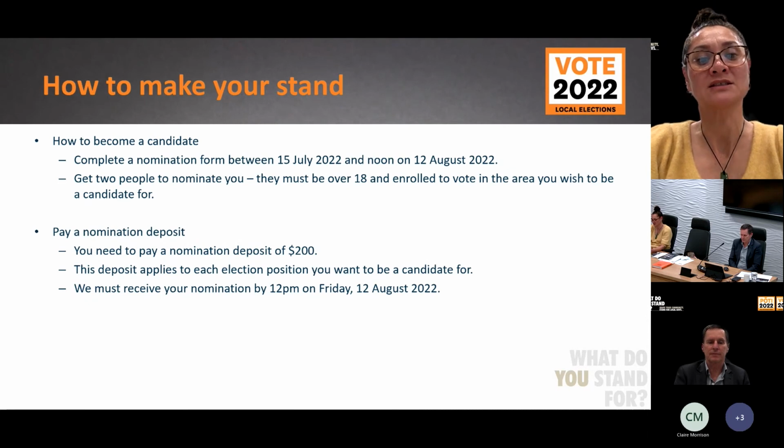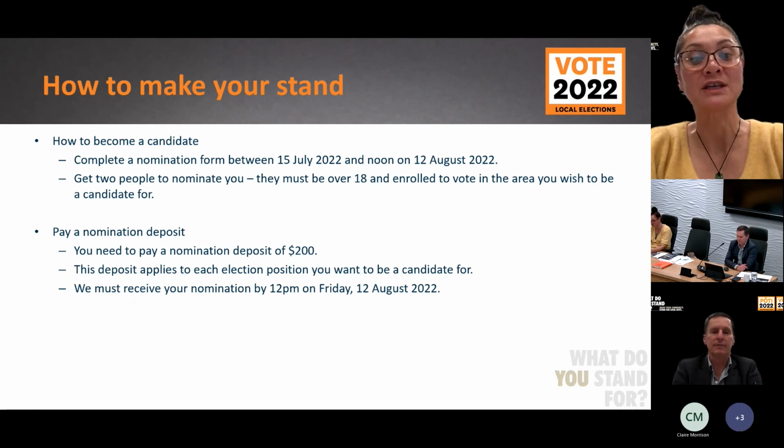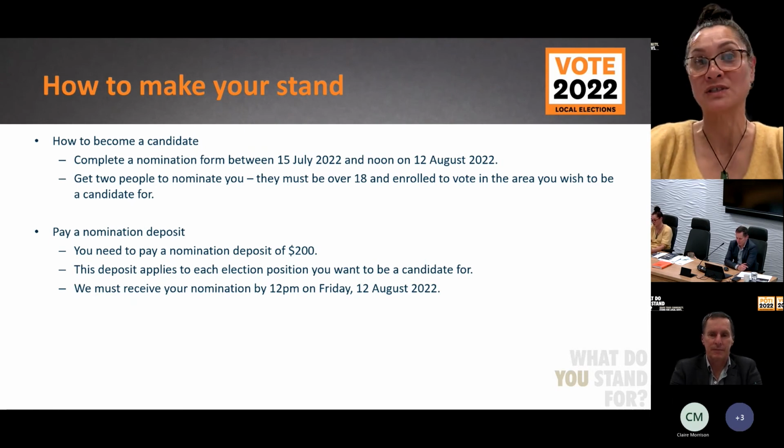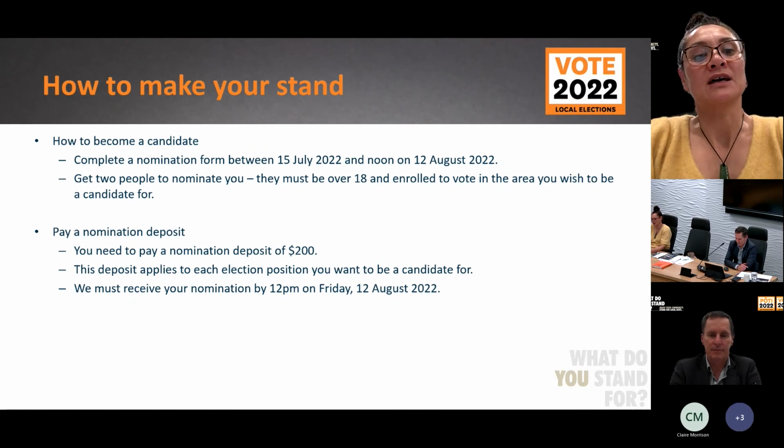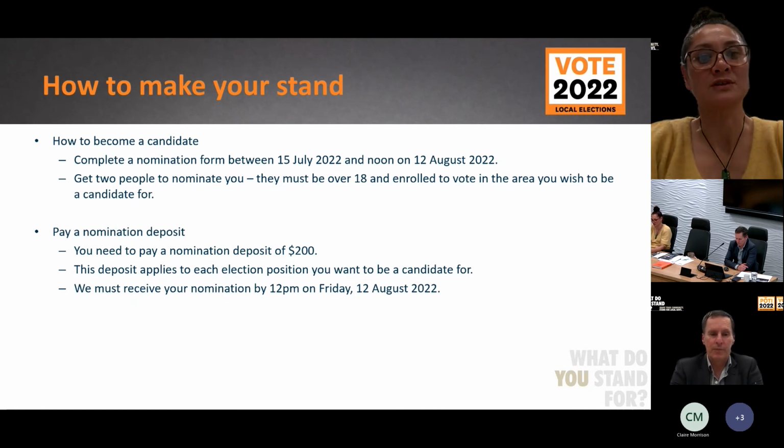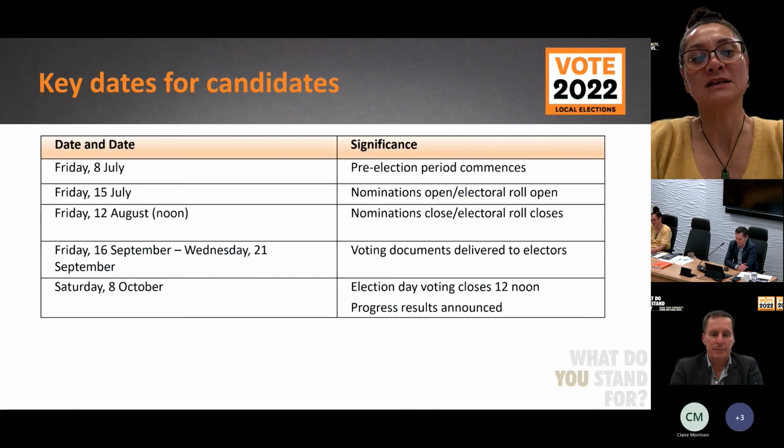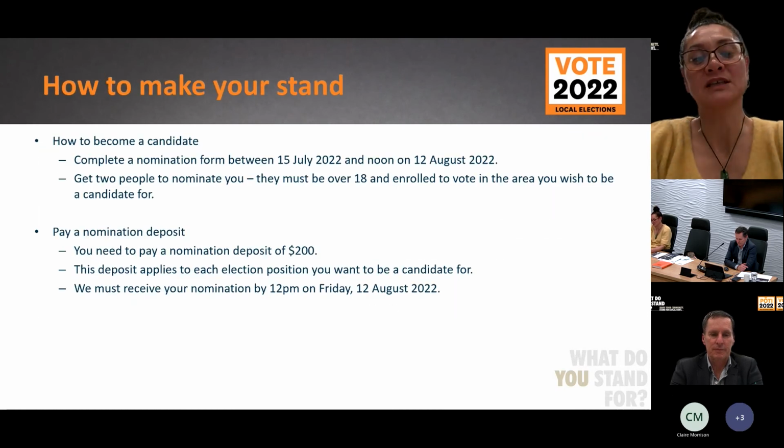And so moving on to a bit more information on how to make a stand. To become a candidate, you will need to complete a nomination form, get 2 people to nominate you. They too must be over 18 and enrolled to vote in the area you wish to stand. And you must also pay a nomination deposit of $200. Lastly, a reminder here to lodge your nomination no later than 12 p.m. on Friday, the 12th of August.